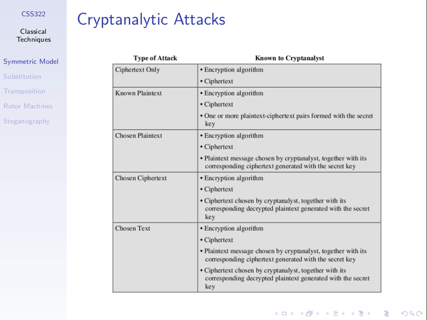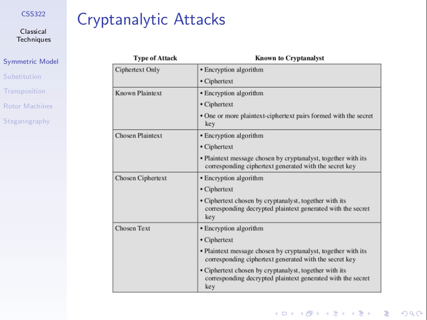And that can make it potentially easier for the attacker, given P2 and C2, where P2 was chosen by the attacker, to find out what K is. If that's the case, then we call it a chosen plaintext attack. How do they find K? That depends upon the algorithm. But we're just trying to classify the types of attacks here, depending on what the attacker uses to perform the attack.